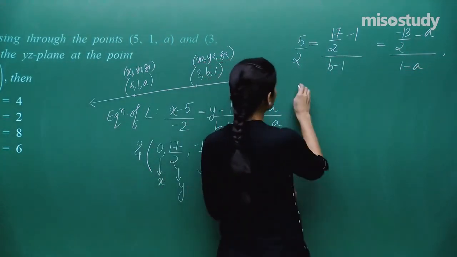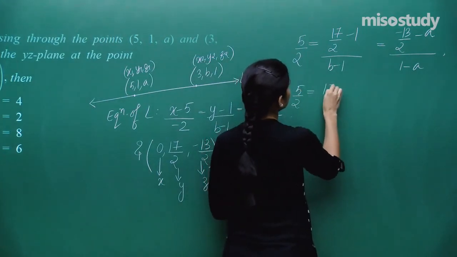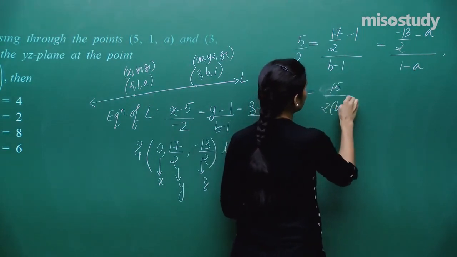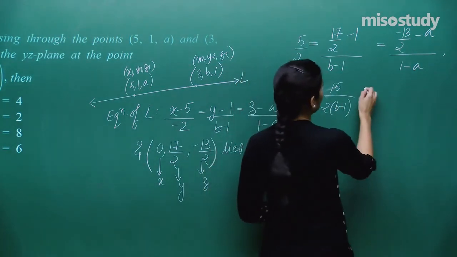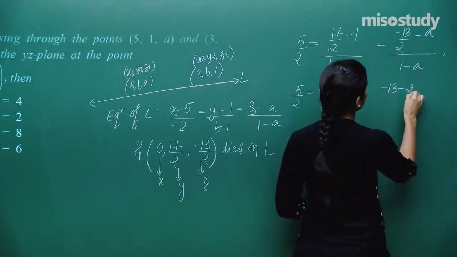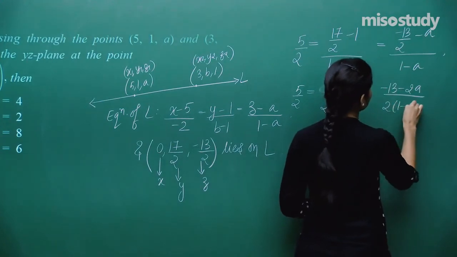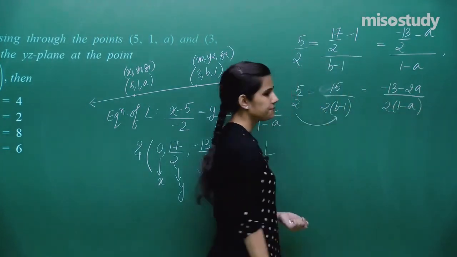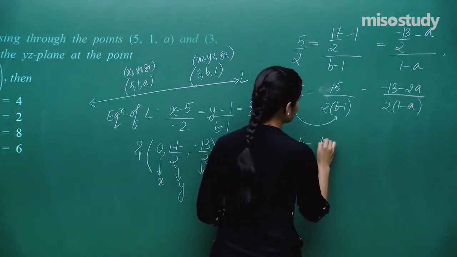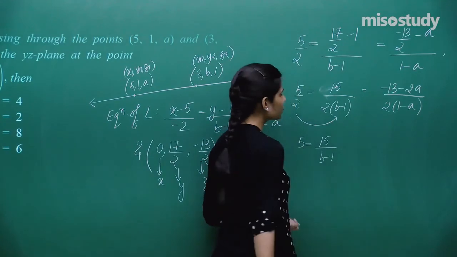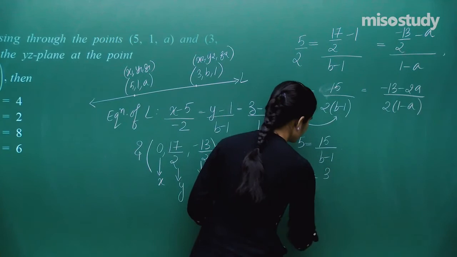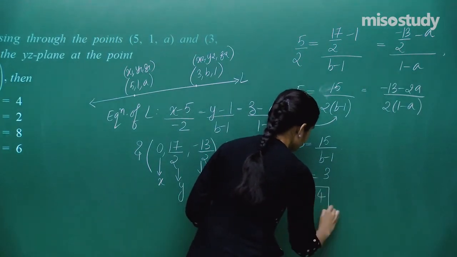Clear? Next you have 5 by 2 is equal to (17 minus 2, which is 15) upon twice of (b minus 1). This is equal to (minus 13 minus 2a) whole upon twice of (1 minus a). Look at these two. You see that 2 gets cancelled. You have 5 is equal to 15 upon (b minus 1). So, b minus 1 is 15 upon 5 which is 3. b is nothing but 4.